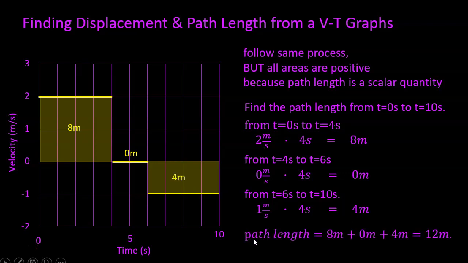To find the path length for this entire time interval from 0 seconds to 10 seconds, we simply do what we did before for displacement. We add up all 3 areas. So we have 8 meters plus 0 meters plus 4 meters, which gives us a path length or distance of 12 meters. So the object in 10 seconds moved 12 meters.